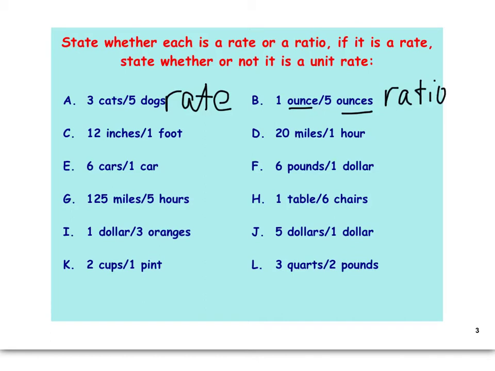When I look at 12 inches to 1 foot, the first thing I notice is that we have two different units. Therefore, it's going to be a rate or a unit rate. Since I have this 1 in the denominator, this is going to be an example of a unit rate. When I look at D, it says 20 miles in 1 hour. First thing I notice is two different units. Therefore, it must be a rate or a unit rate. Since it has a 1 in the denominator, it's going to be a unit rate. At this point, I'd like you to pause the video, try the rest of the examples, and we're going to go over them in class tomorrow.